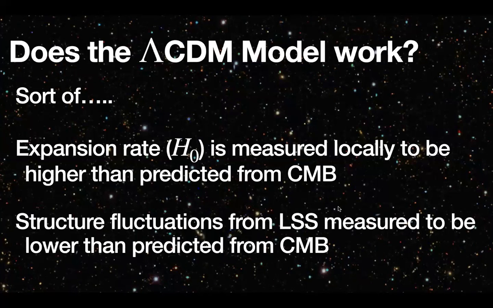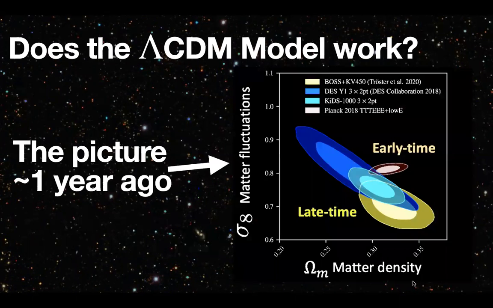And then there are some hints that the large-scale structure measurements at late times also have different structure fluctuations, so a different amplitude of the matter fluctuations at late times compared to the CMB. This is less statistically significant, but it is still an intriguing question. So the picture that we had 1 year ago, before the latest DES results, showed.